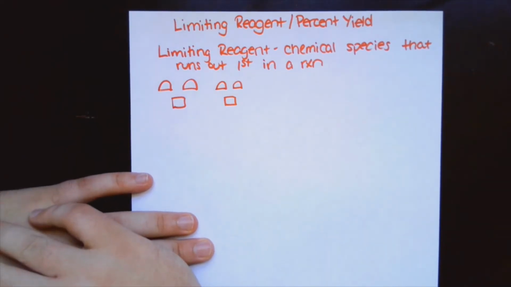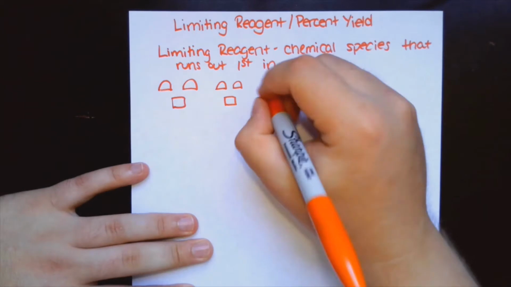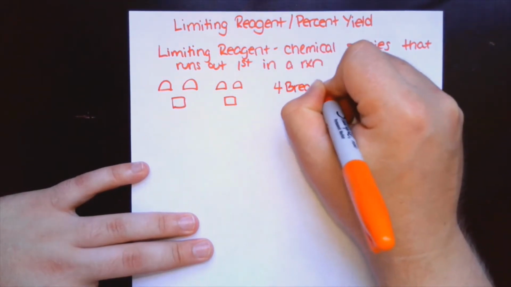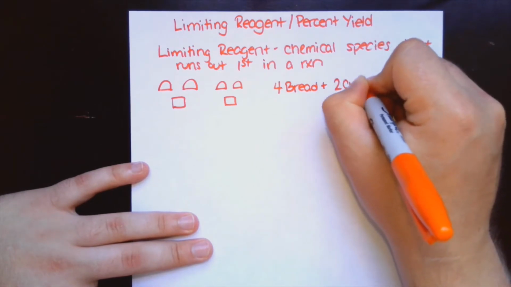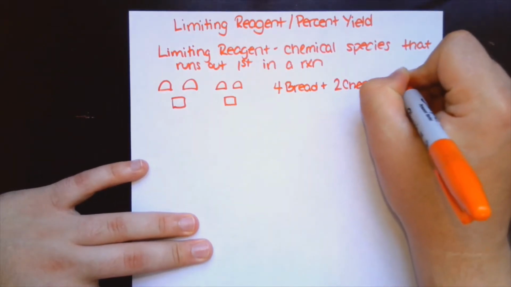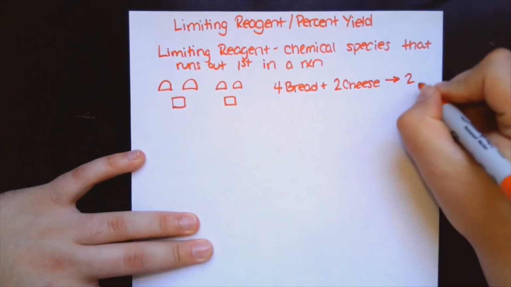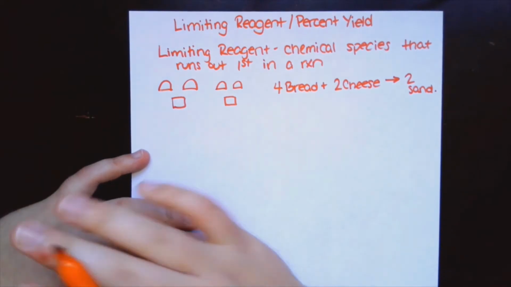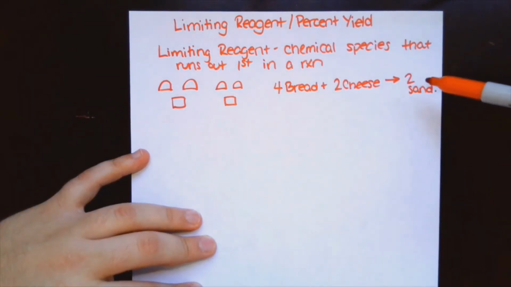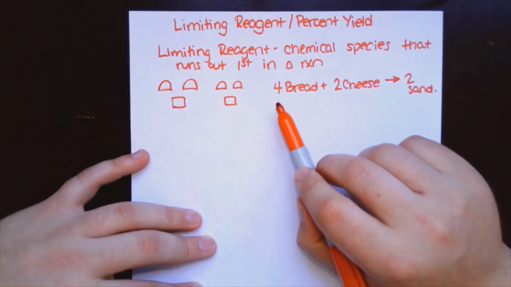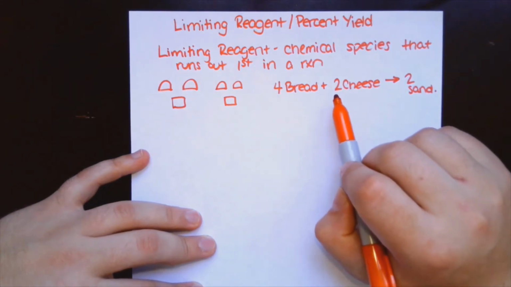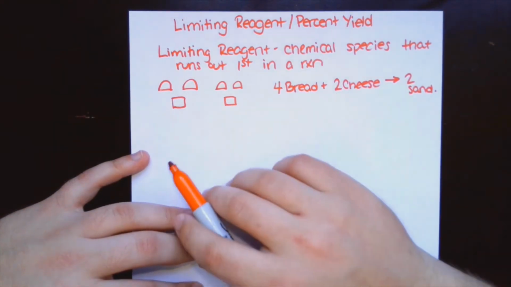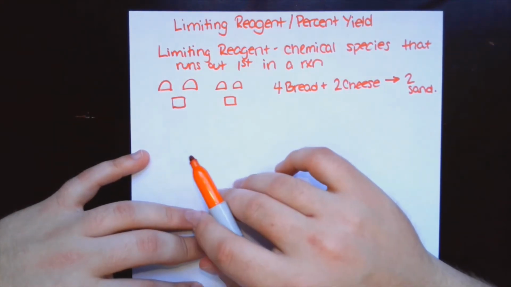So if we were to write this as a chemical equation, we would say 4 bread plus 2 cheese yields 2 sandwiches. Right? So what this means, remember, look, these coefficients here, this means that in order to make 2 sandwiches, we need 4 slices of bread and 2 slices of cheese. Right? If we don't have both of those amounts, we cannot make 2 full sandwiches.